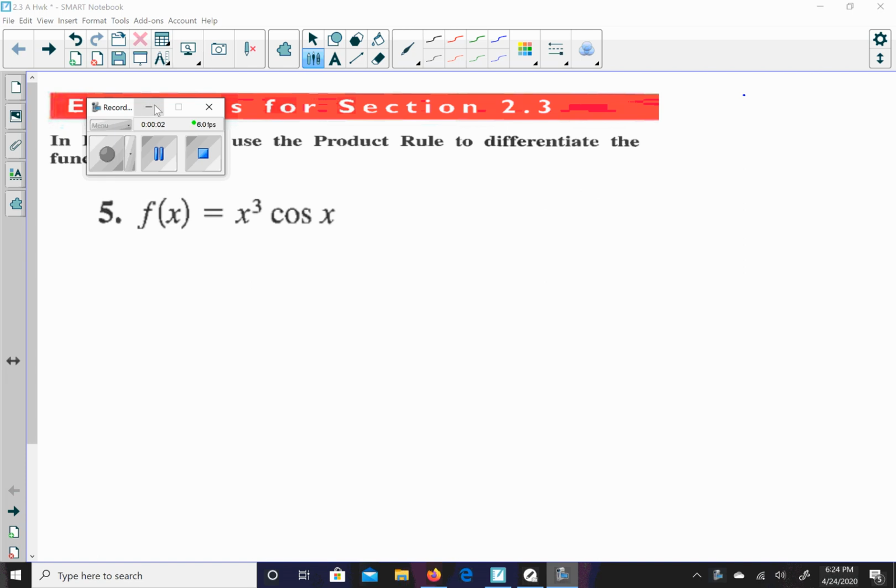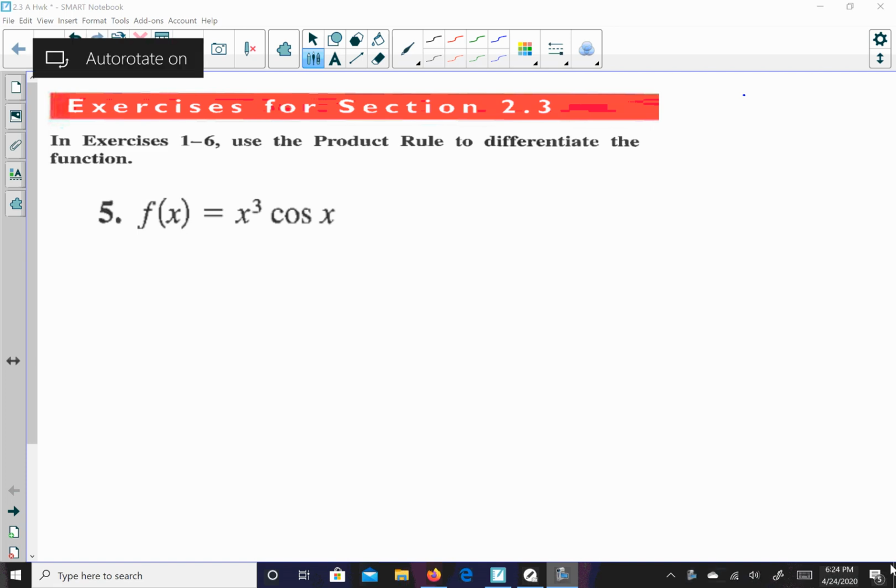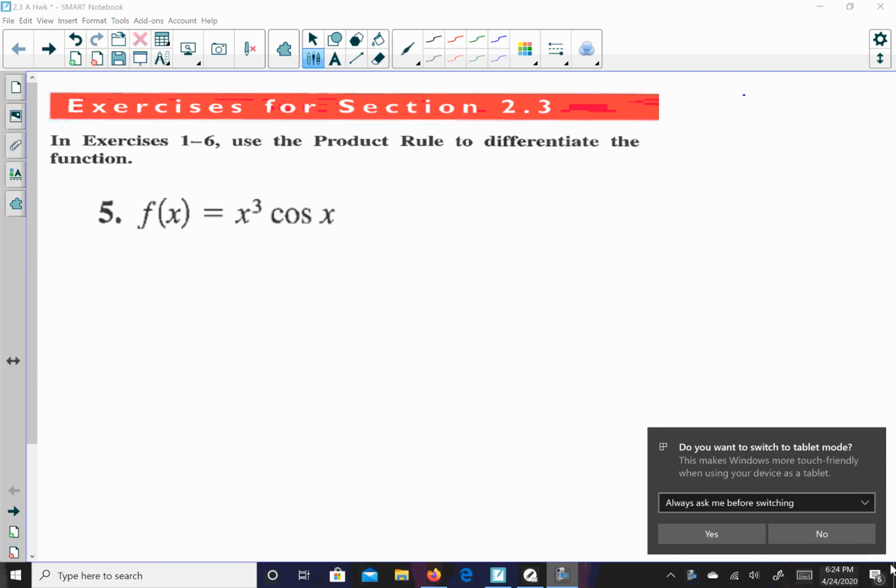Hello, this is Mrs. Ward, and I am going to go over the problems for the first half of the homework on section 2.3, finding the derivatives using the product and quotient rules, and then doing higher order derivatives. So this is just the first half, so here we go.